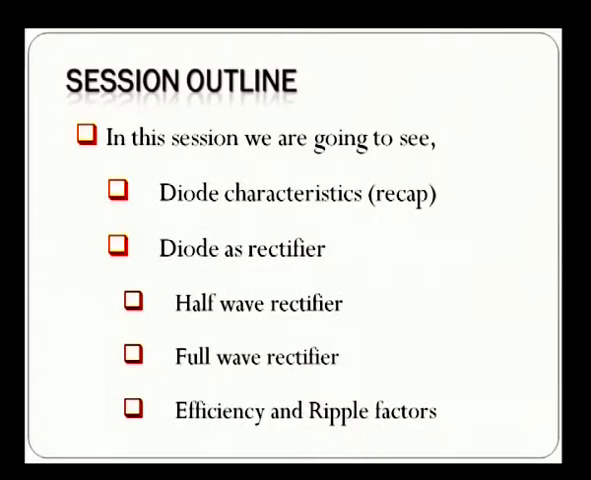In this lecture, we are going to recapitulate what we have learnt in the last lecture, and also see the forward and reverse bias, along with the rectification of a diode, how a diode can be used as a rectifier. Let us see today's session outline. In this session, we are going to see the diode characteristics recapitulation, and then how a diode can be used as a rectifier in two different modes, half wave rectifier and full wave rectifier. We are also going to get the expressions for efficiency and ripple factor for the two rectifiers.